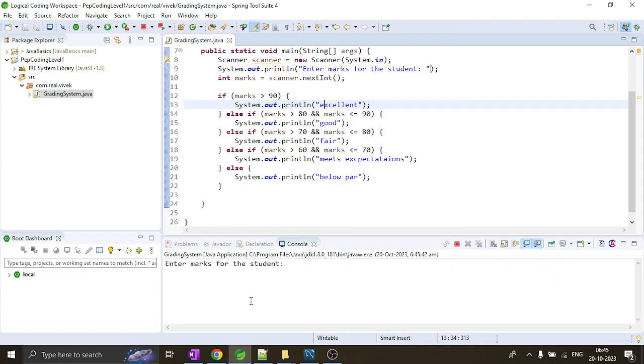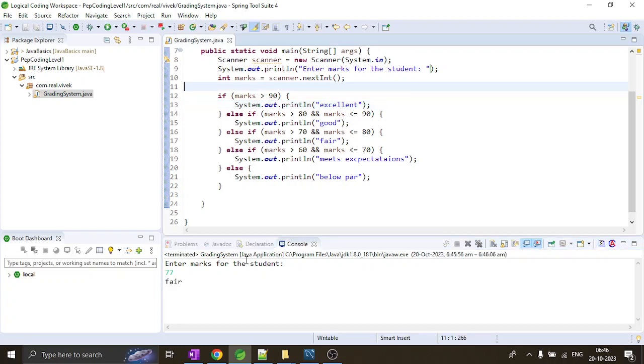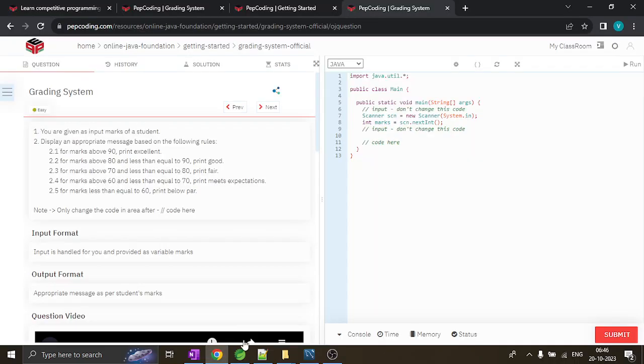Run it as a Java application, and let me put 94 right here. Okay, good. We try again with 52, which is below par, and one of the conditions which meets, let's say 77. So 77 will come in this range, right? So it should put fair, right? Okay.